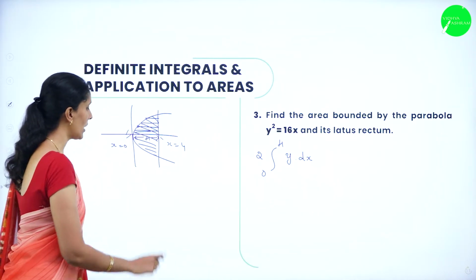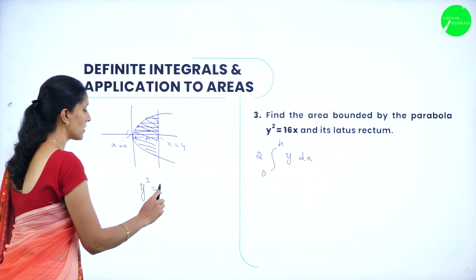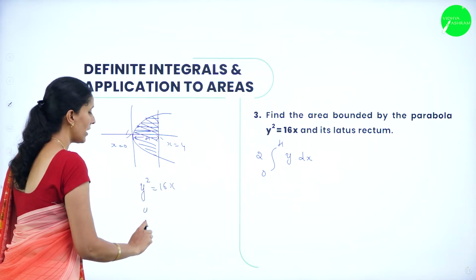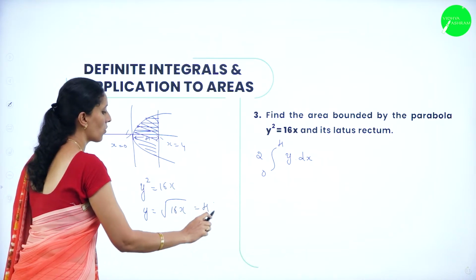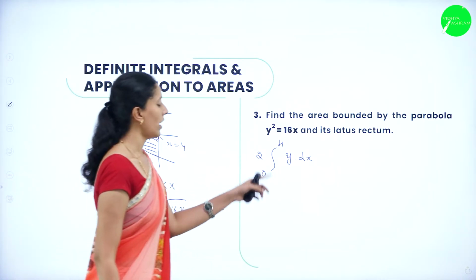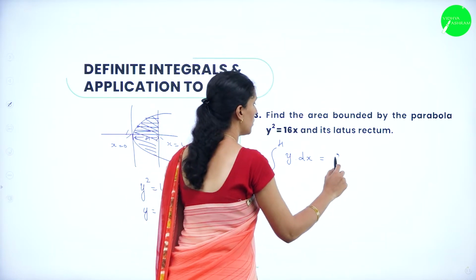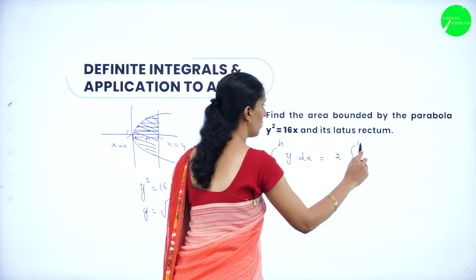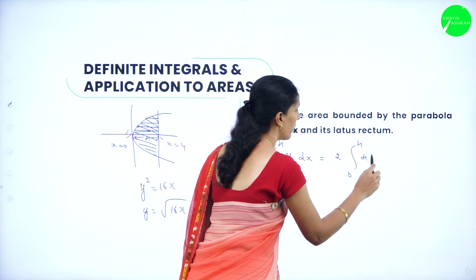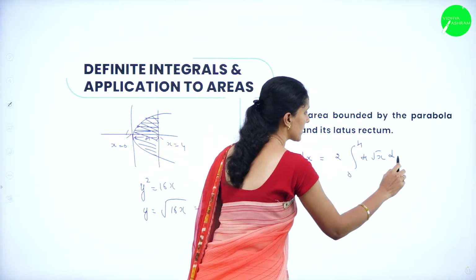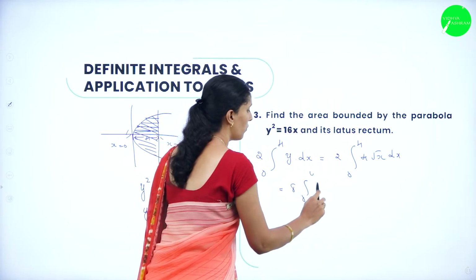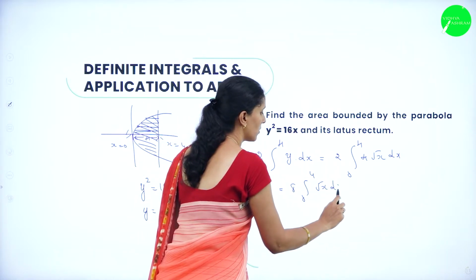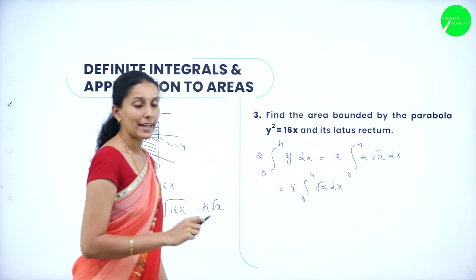But what is y here? We have y square is equal to 16x. So y is root of 16x, which means 4 root x. So therefore here 2 from 0 to 4, y is equal to 4 into root x into dx. Take 4 outside, it becomes 8 from 0 to 4 root x dx. So what is the integral of root x? x to the power half.